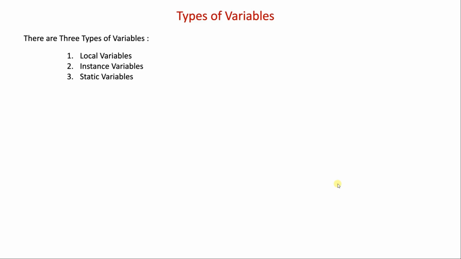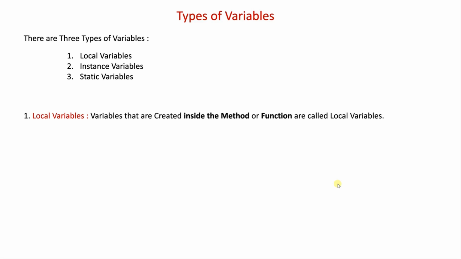Okay, now let's see the types of variables. There are three types of variables: local variables, instance variables, and static variables. Now let's go deeper into each of these. First of all, local variables. The variables that are created inside a function are called local variables. They cannot be accessed outside the function. They can only be accessed inside the function.